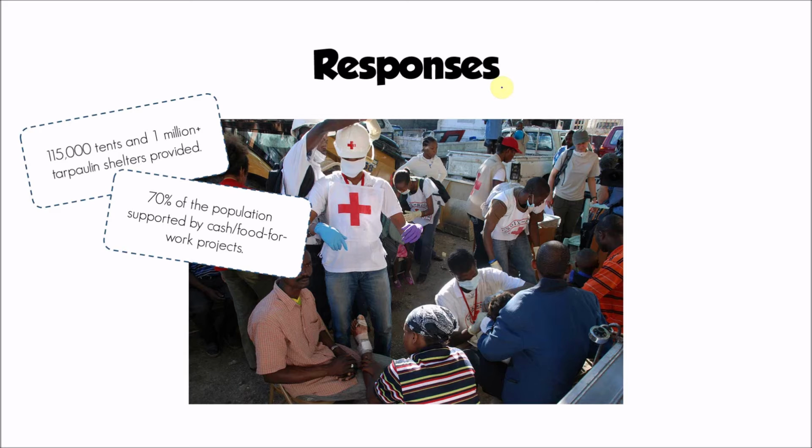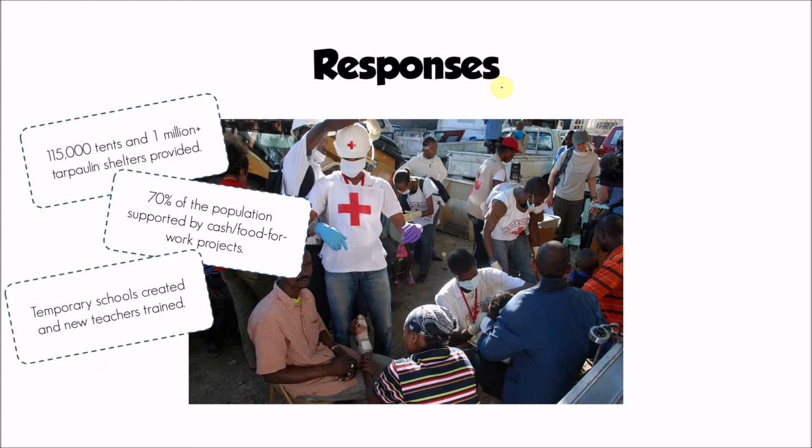About 70% of the population was supported by some kind of cash or food for work project. These are often used following natural disasters because you have two situations. You have a situation where you have a lot of jobs that need to be done. You've got lots of rubble that needs to be cleared. And you've also got a large population who are out of work. So aid organisations like the Red Cross might set up cash for work programs whereby people are paid to do some of the essential work that needs to be done.